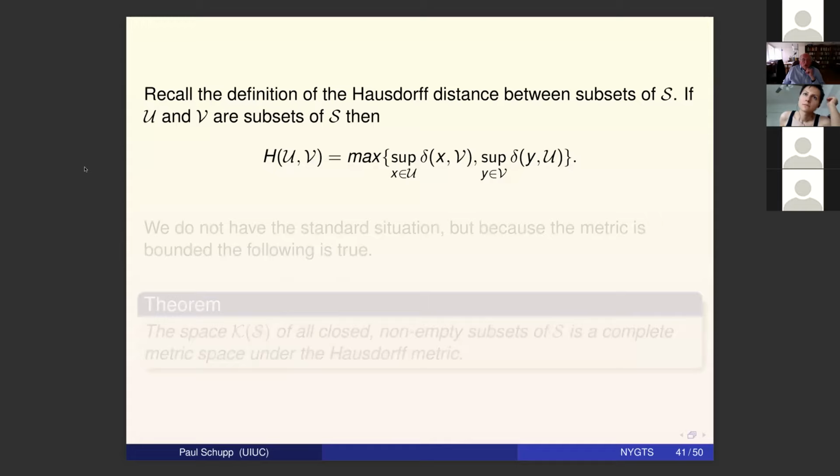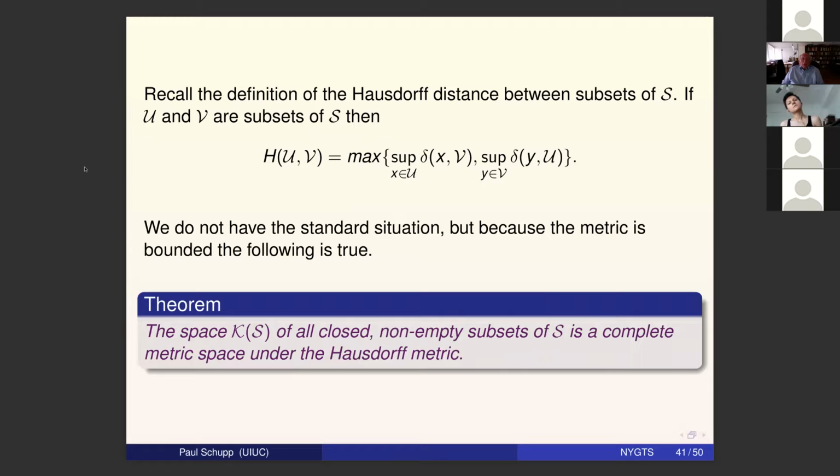If we recall the definition of Hausdorff distance between two subsets of a metric space, it is the max. We take the sup of the distances from x in U to V, and the sup of the distances from y in V to points of U, and we take the maximum. In general, of course, these two different distances are not symmetric. And here's another property, which I'll come back to. We do not have the Sanders situation, but because the metric is bounded, the following is true. The space K of S, consisting of all closed non-empty subsets of S, is a complete metric space under the Hausdorff metric.